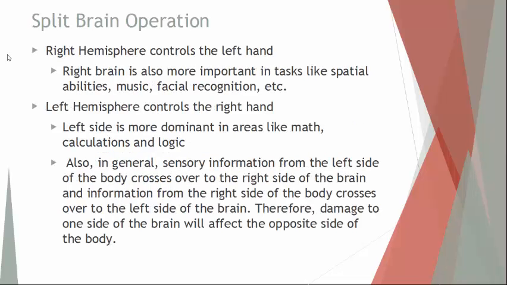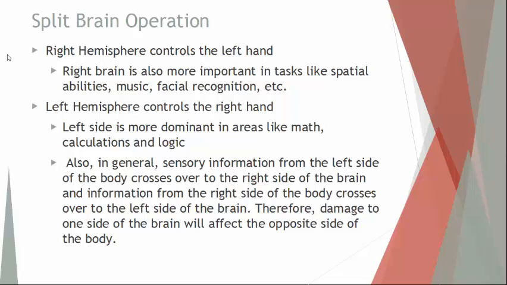A little bit more on the split brain operation. The right hemisphere of your brain is what controls the left-hand side of your body. And we'll talk more about this a little bit later on in the presentation also. And the right brain is also more important with tasks like music, facial recognition, spatial abilities, and so on. And the left hemisphere, conversely, will control the right-hand side, right hand, right arm, right leg. That whole side of your body is controlled by the left hemisphere of your brain. Now, the left-hand side of the brain is more dominant in logical thinking, calculations, general mathematics, things like that.